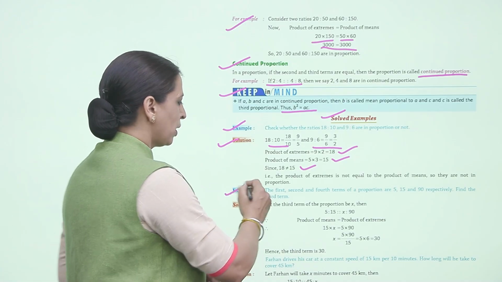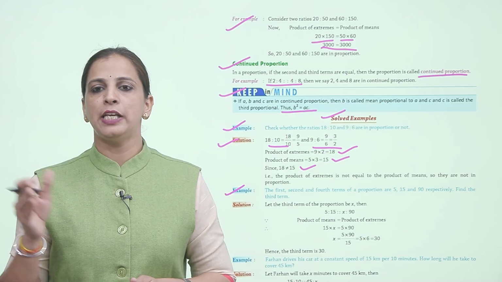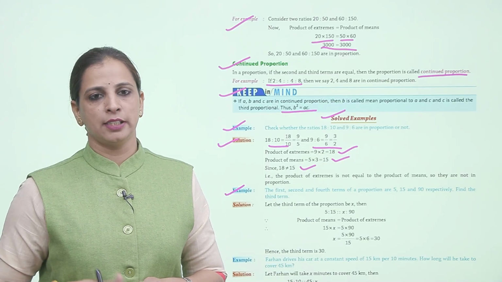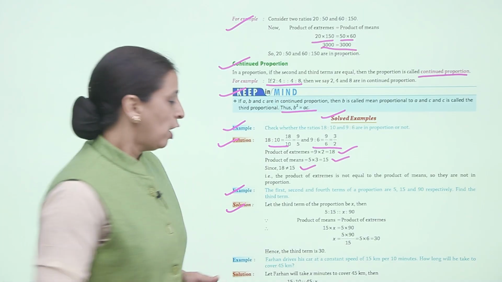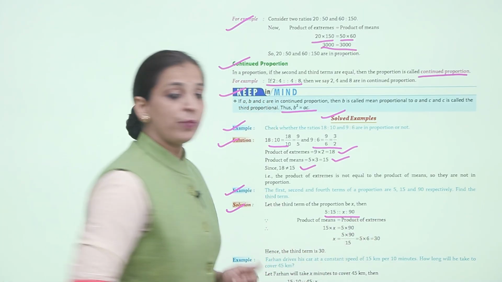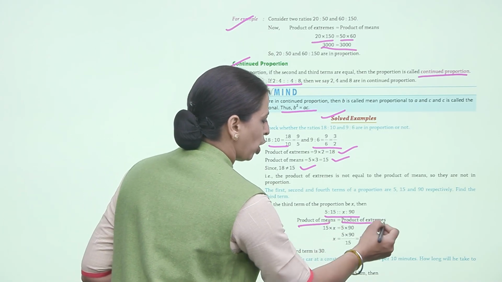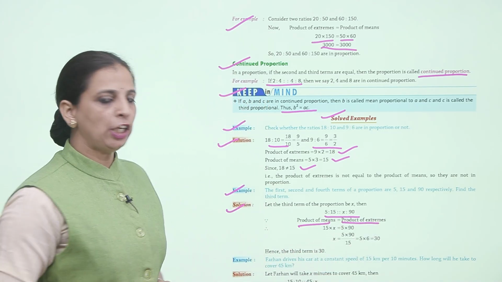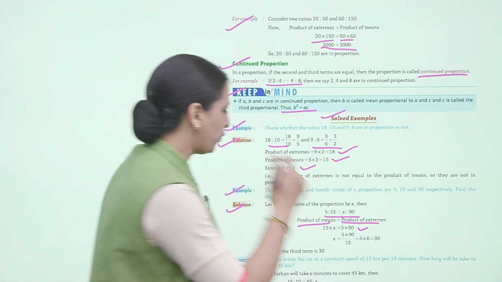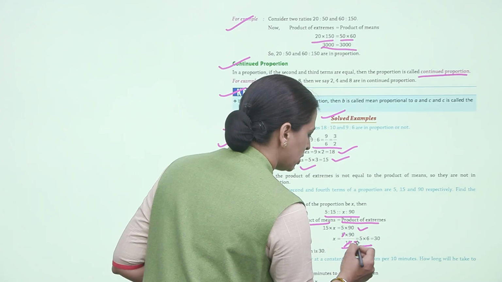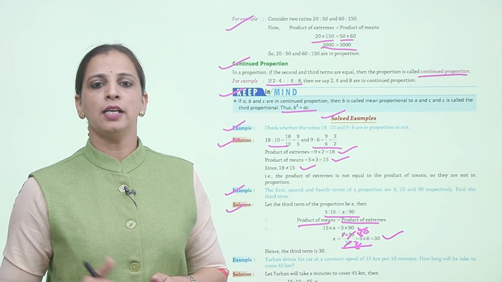Now next example. The first, second and fourth term of a proportion are 5, 15 and 90 respectively. Find the third term. Solution करते हैं. Let the third term of the proportion be x. Then 5:15 is proportionate to x is to 90. Now product of means is equals to product of extremes. Means is 15 into x and extremes means 5 into 90. तो x की वैल्यू निकालेंगे, 15 को अपॉन में 5 3 जा 15, 3 3 जा 9, 30. 30 is the answer. Hence the third term is 30.